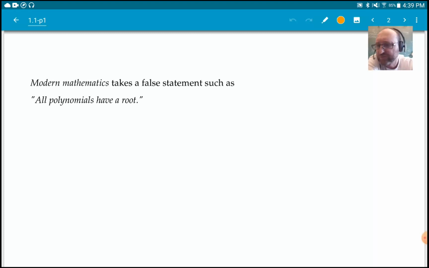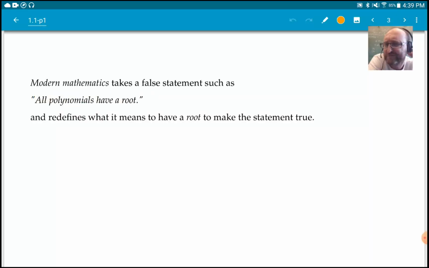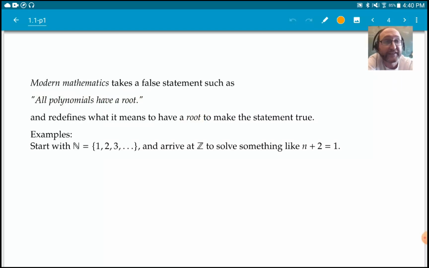Now, modern mathematics, a lot of times what it does is something that you wouldn't think of maybe as the obvious thing to do, but we take a false statement, something that isn't true, like all polynomials have a root, and instead of figuring out which polynomials have a root, we change what it means to have a root, and we change it so that this statement is correct, right? It's actually exactly what we do in the definition of complex numbers. So let's look at some examples.